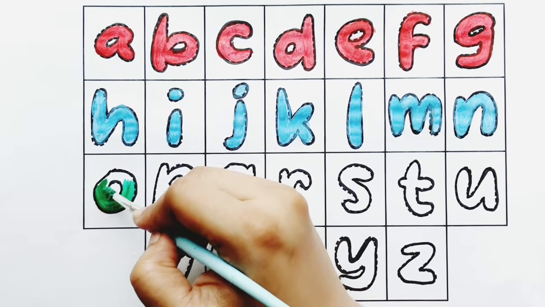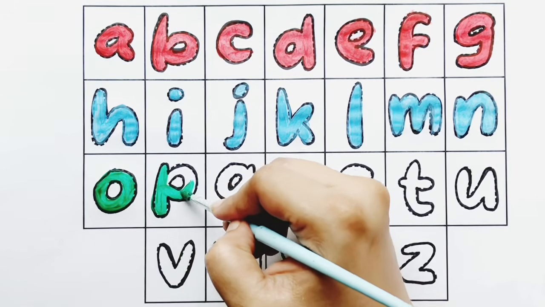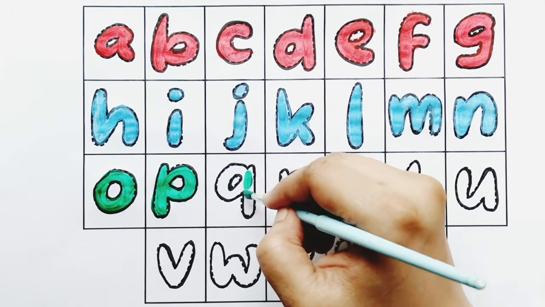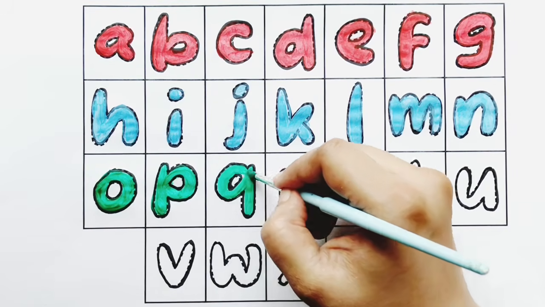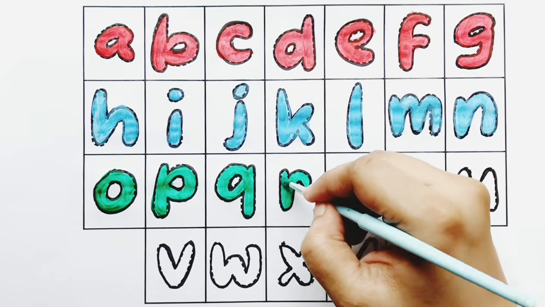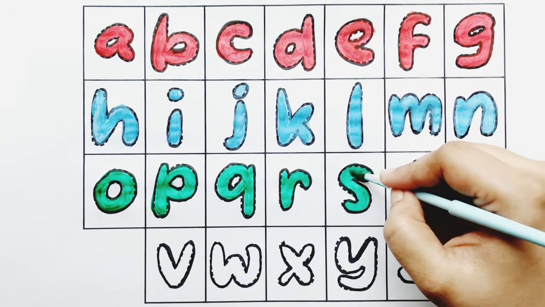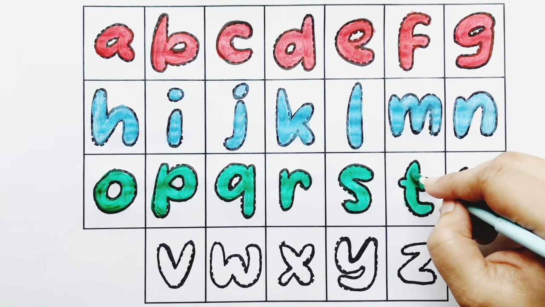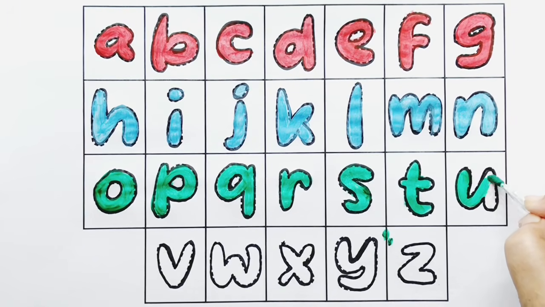O for octopus. P for pig. Q for queen. R for ring. S for sun. T for tiger. U for unicorn.